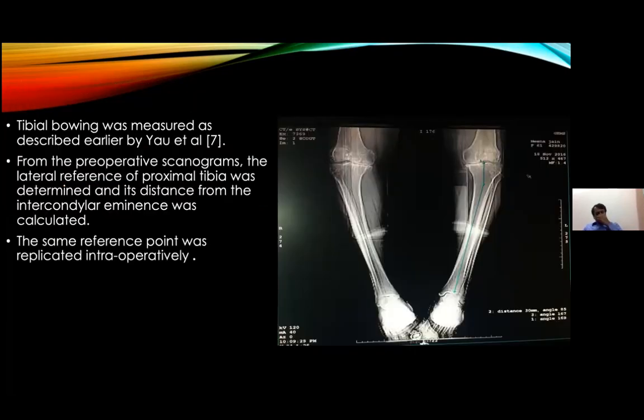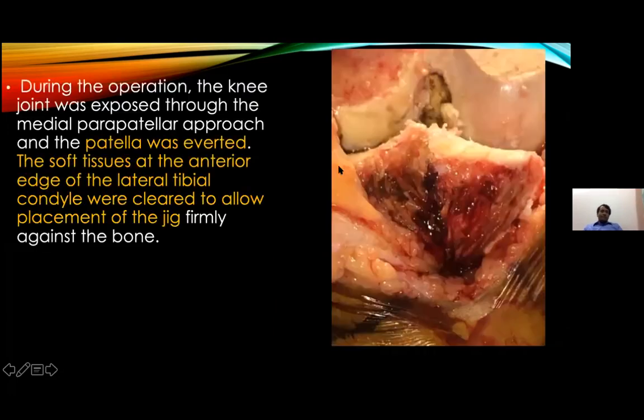That angle gives you the deformity of the tibia. So suppose this angle is around 8 to 10 degrees, then you draw a line distally, go straight to the lateral tibial eminence, and see how many millimeters it comes laterally from the intercondylar eminence. Say around 8 to 10 millimeters means 8 to 10 degree bowing, usually. So that amount of lateral reference you use, I'll show you on the table.